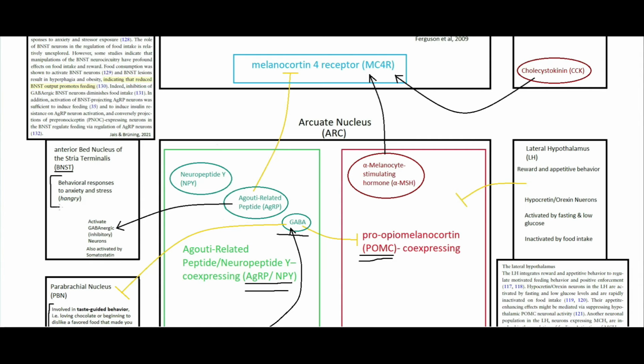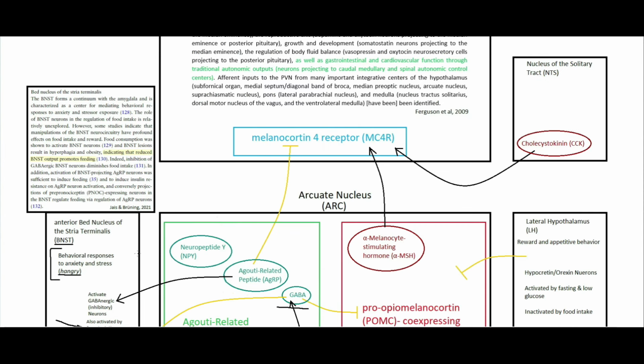And so the AgRP activates the anterior bed nucleus of the stria terminalis, or the BNST, which is also involved in behavioral responses to anxiety and stress. When I was reading about it, it kept making me think of the term hangry, that stressed or angry feeling when you are hungry. This activates GABAergic, or inhibitory, neurons, and these can also be activated by somatostatin, which I talked about in the video on the stomach.